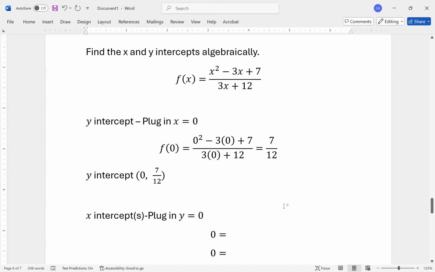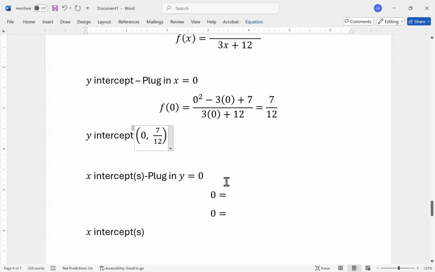As a decimal, 7/12 is about 0.58 and then 3 repeating. So again, we always have one y-intercept. There is a situation where we could have 0 y-intercepts. We'll go over that in a little while. But in this case, most of the time we get one y-intercept.